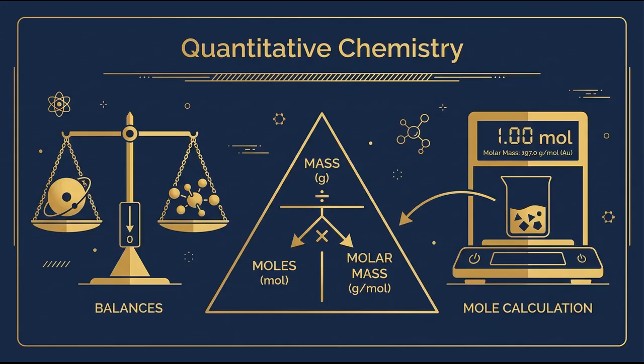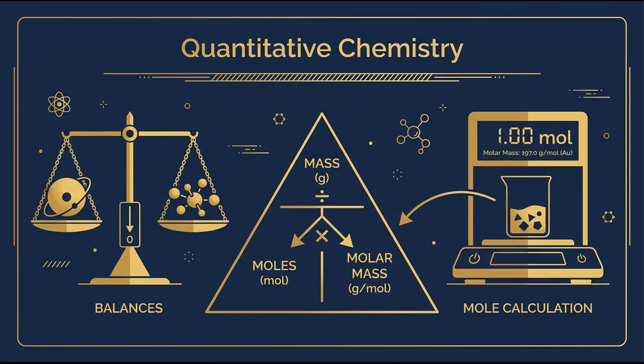Lesson 2. Quantitative Chemistry. To perform chemical calculations, we rely on moles and relative formula mass. For example, the relative formula mass of calcium carbonate is 100, calculated by adding the relative atomic masses of calcium, carbon, and 3 oxygen atoms. To find the number of moles, divide the mass by the relative formula mass.